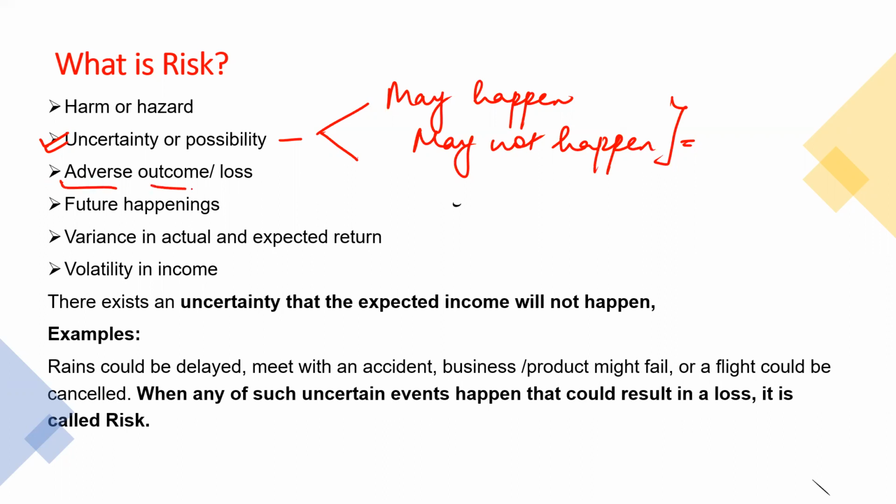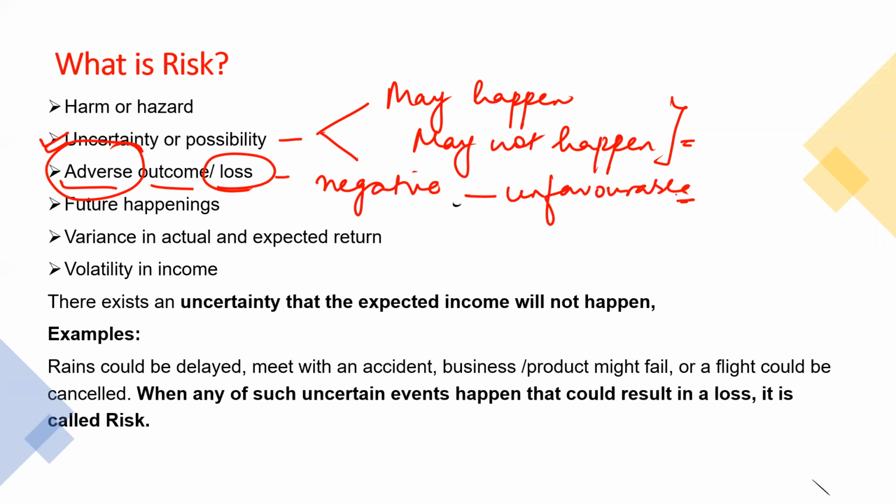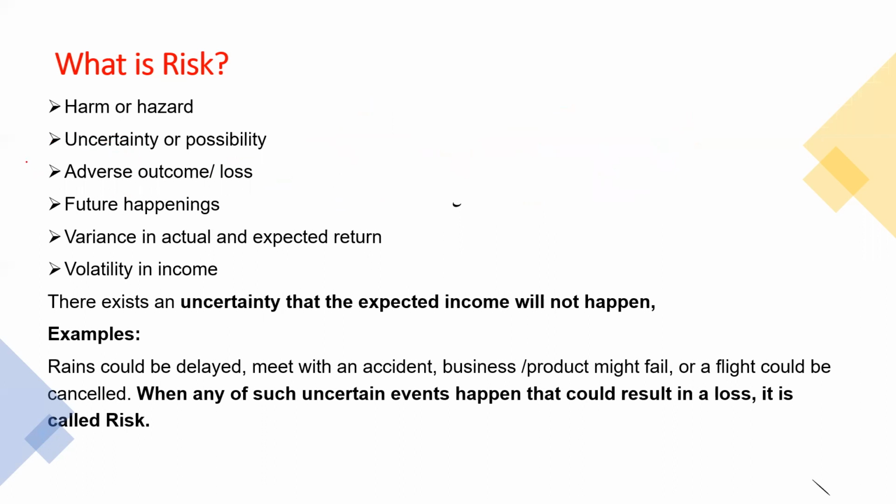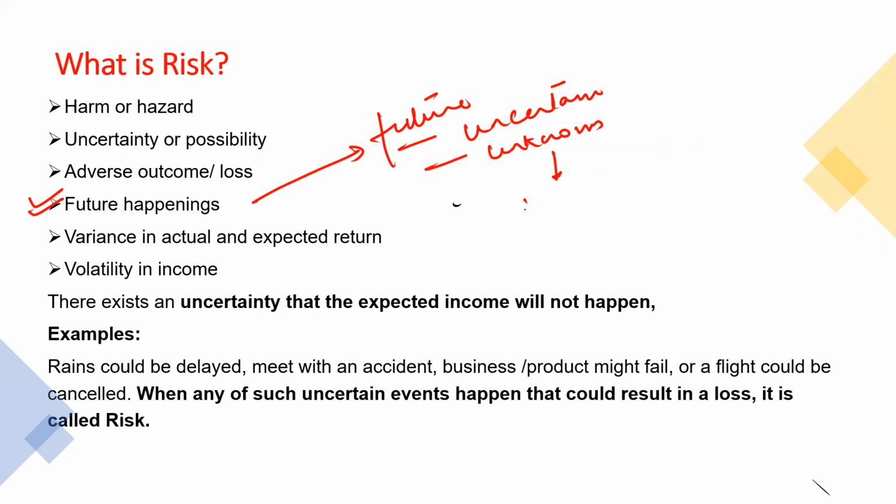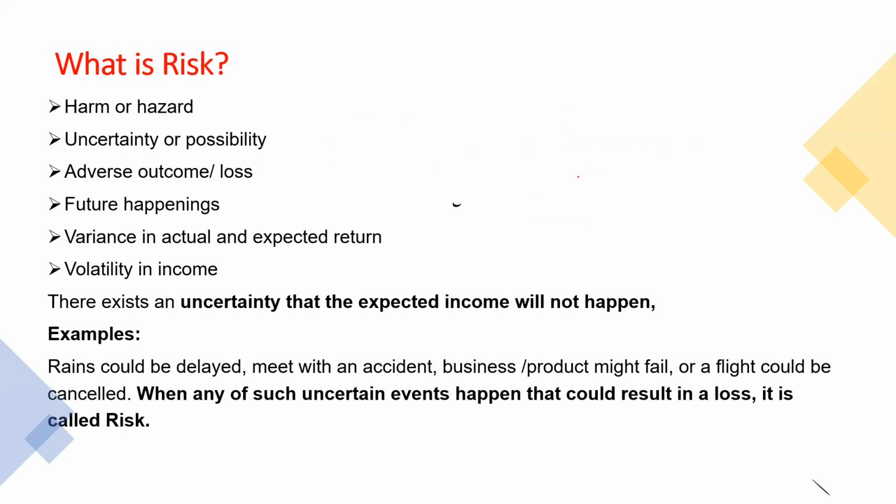Possibility of an adverse outcome, a loss or a reduction in profits. And when we say adverse, we are talking about something negative, something which is unfavorable. When we talk about risk, we always talk about something happening in the future. What if? That future is what is risky, because that is what is uncertain, that is what is unknown. And therefore, there is always an element of risk. If it was the past or the present, we know about it. It is known to us. There is no risk in there.